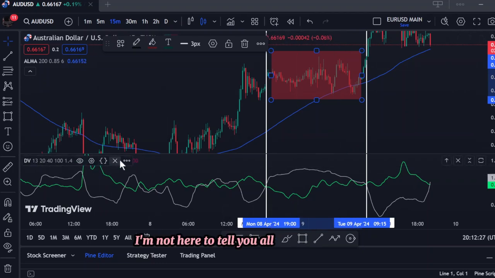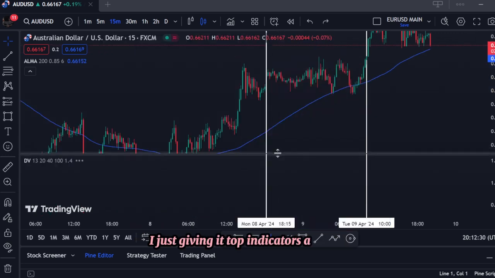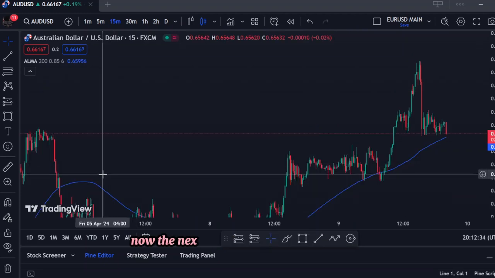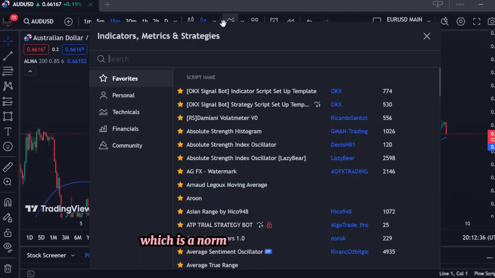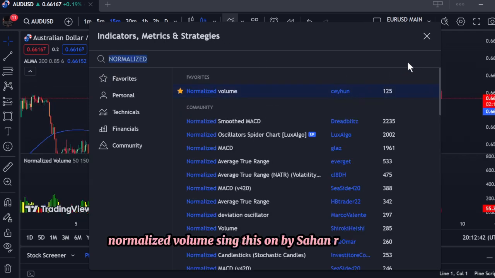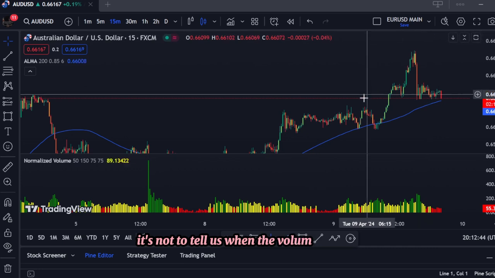I'm not here to tell you all about the indicator. We're just giving the top indicators, and this one seems to fall under it. Now the next one is also a volume indicator, which is a normalized volume indicator. I think this one by Sehon right here. It also tells us when the volume is okay.